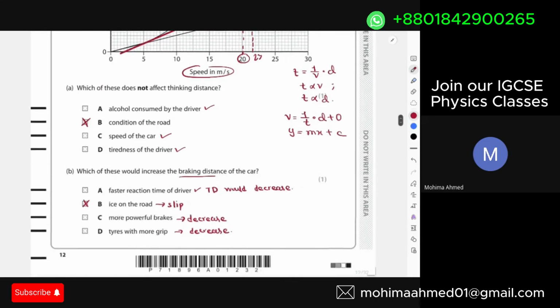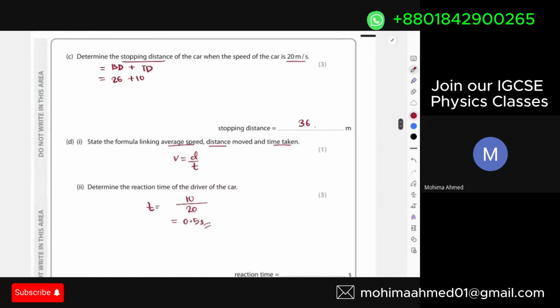But they are asking you, determine the reaction time of the driver of the car. Determine the reaction time of the driver of the car. One minute, please, guys.